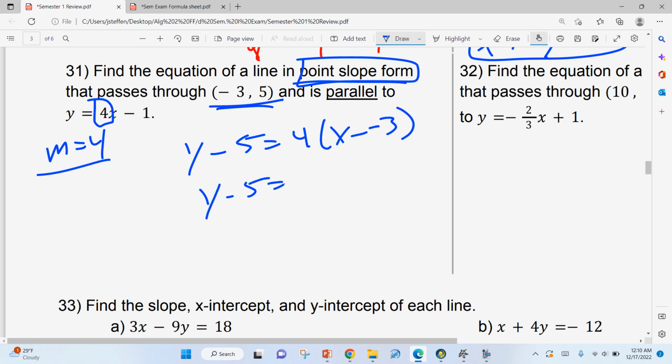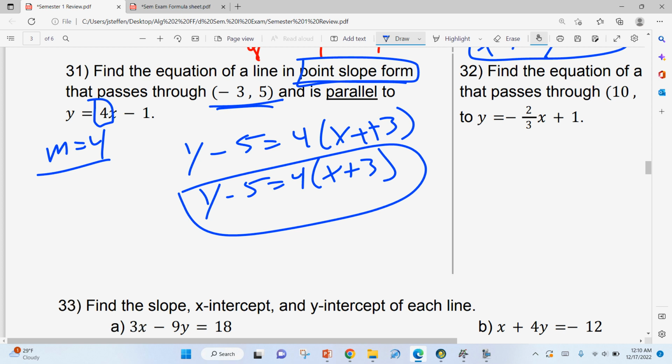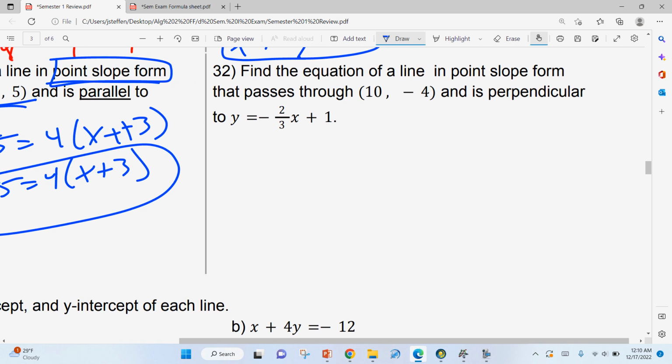Again, make sure if you have minus and negative, please clean that up. Minus and negative is plus. Equation in point-slope form, so that's good too.